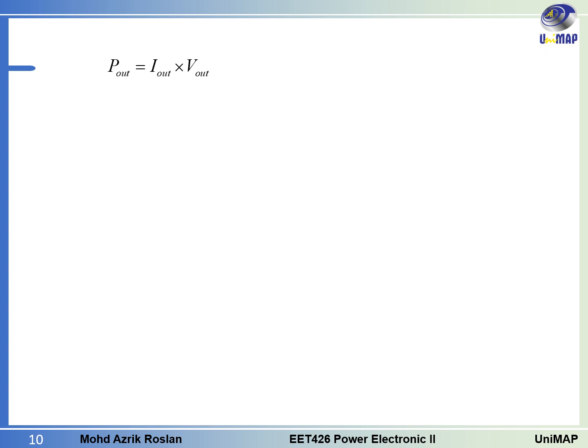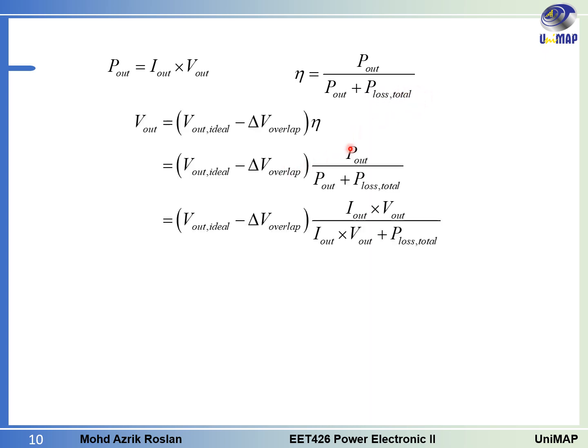Now I will show you how we can derive the equation that we used in the previous slide. First of all, we know that the output power is equal to output current multiplied by output voltage, and we also know that the efficiency is equal to output power divided by input power, and the input power is just output power plus the total power losses that we have in the circuit. And you have to know this: the V out in this case is equal to V out ideal minus delta V overlap, multiplied by the efficiency.